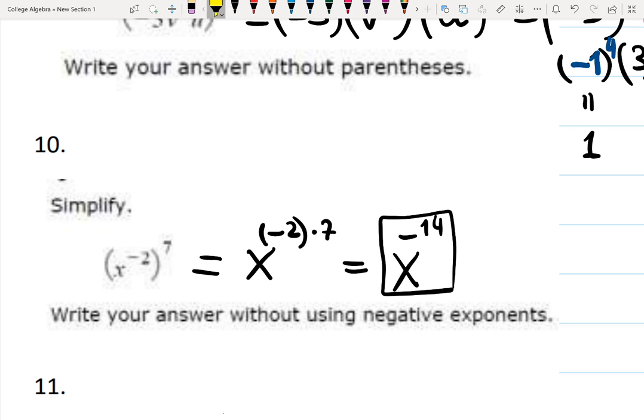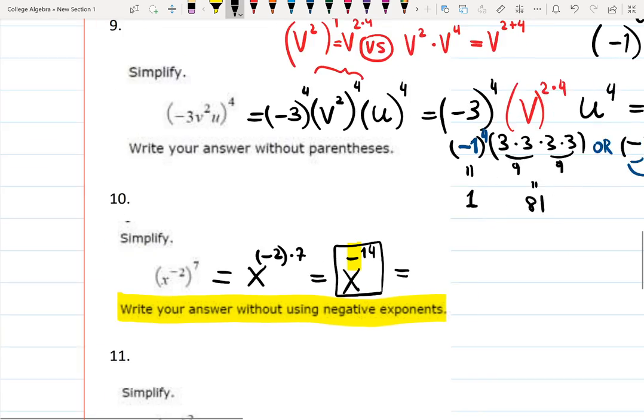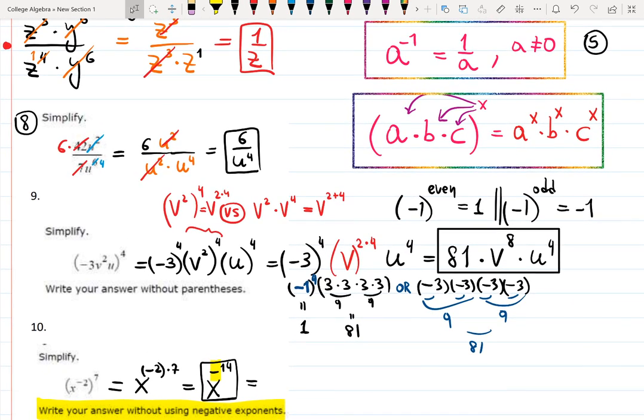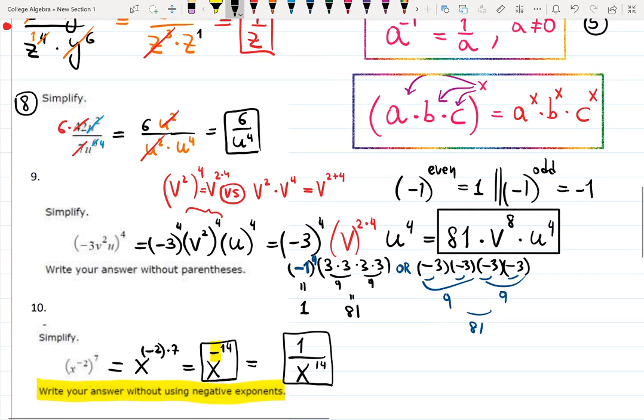However, if you are told that you need to write your answer without using negative exponents, and this exponent is indeed negative, then you need to use the property I mentioned before, which is number 5. As you can see, the property number 5 tells you that this negative sign you see will put x in a denominator. So now x will be raised to the positive 14, but in the denominator. Both answers are good, but if you have instructions not to use negative exponents, you're required to put x in the denominator if it used to be in the numerator with a negative exponent.